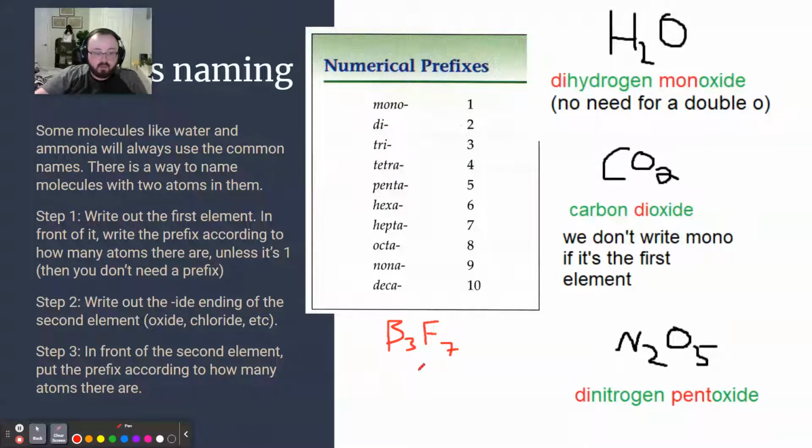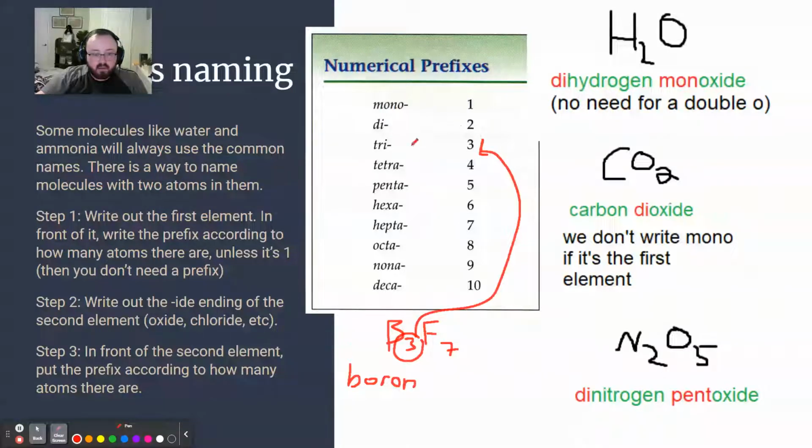Okay, so the first thing that you need to do is the first element, the one on the left. You write out just the element. So boron is B. So you write out boron. Okay, you take the number here, or subscript. Okay, that's how many boron atoms there are. So there's 3 boron atoms. We're going to take this 3.